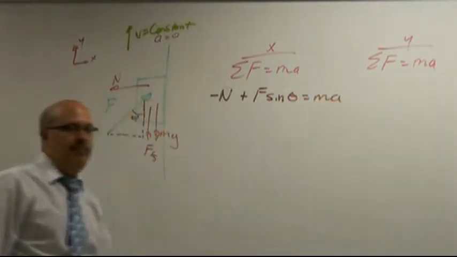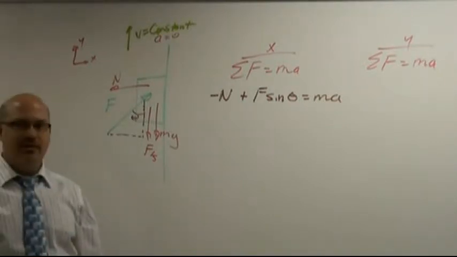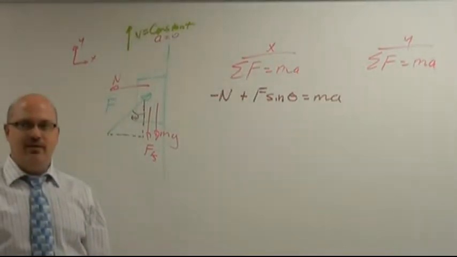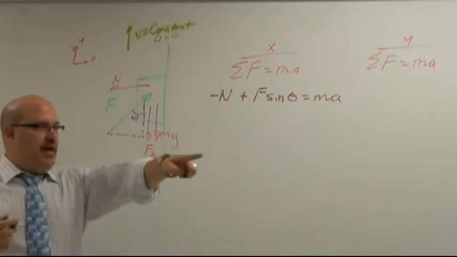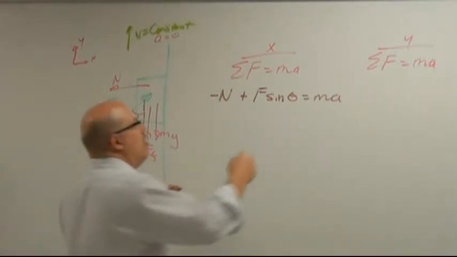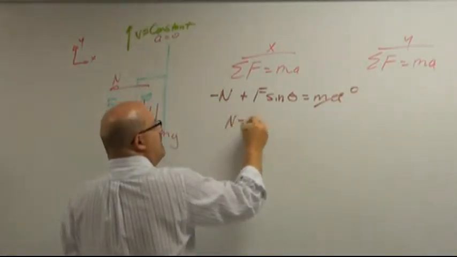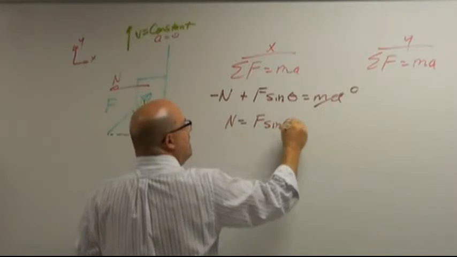Can I do better than that? I can do better. Solve for the normal, which is equal to that. Put that sine at the beginning. Normal is equal. Oh, the acceleration is 0. So that means normal equals F sine theta.